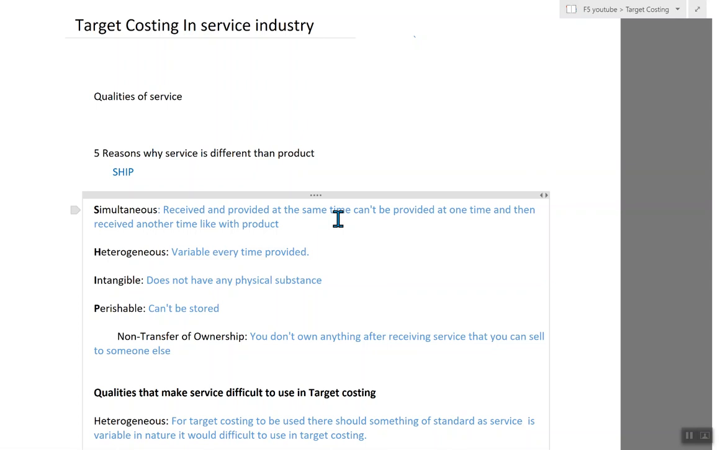H, heterogeneous. You could use variable as well. The quality of service is different every time. So a product can be made the same quality every time, but it is very difficult to maintain the same quality of service every time.